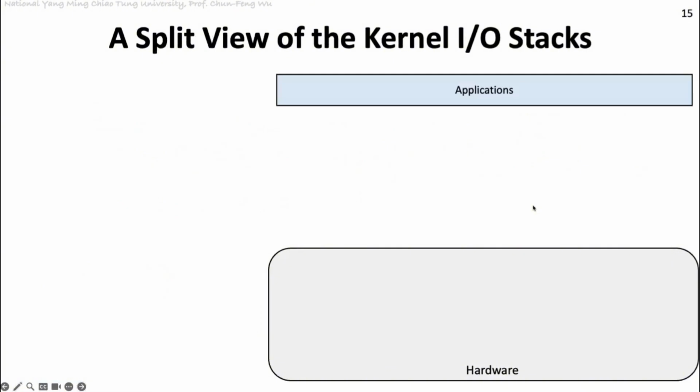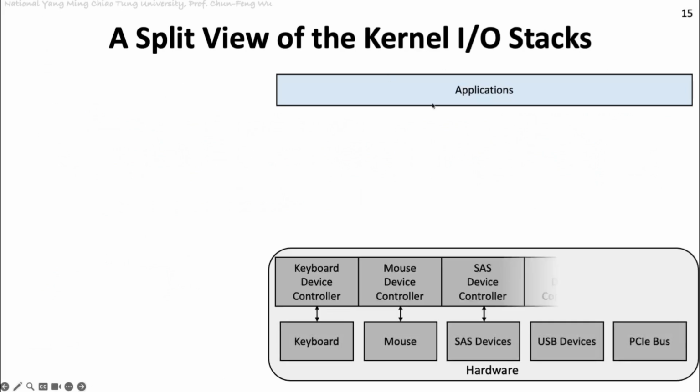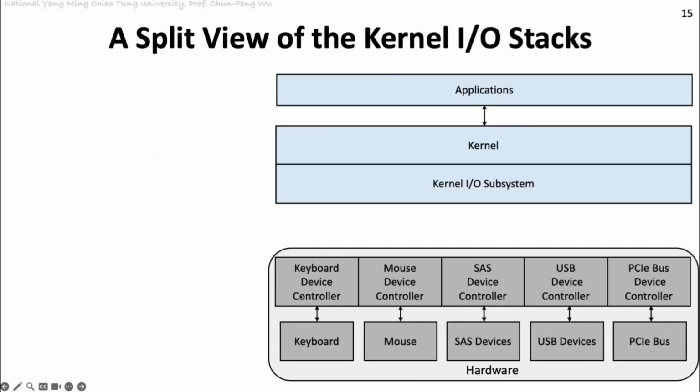Okay, so those are the hardware part, or the CPU part. So let's move back to the kernel part. This is a split view of the kernel IO stack. So this is applications, and under here, those are hardware, right? So there are different hardware devices: keyboard, mouse, SAS, USB, PCIe bus, those kind of stuff. For each of the devices, actually, there is a device controller here. So there are the keyboard device controller, mouse device controller, and so on.